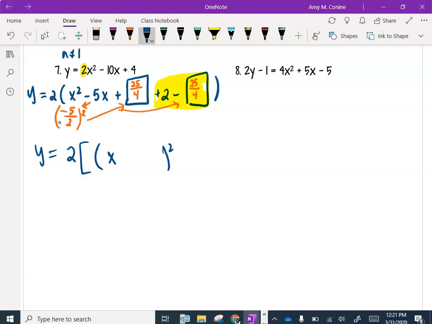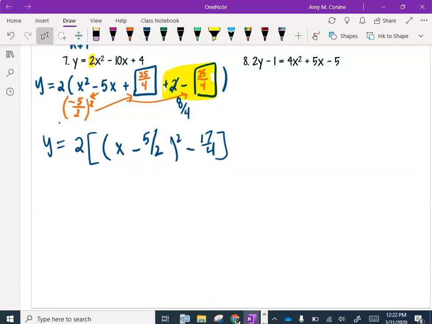Just like with completing the square, I'm going to put my x minus or plus, whatever my b divided by 2 was, and then I'm going to have some number out here from the highlighted portion. So I should have a minus 17 over 4, and then I'll have my end bracket. So we're not going to leave it like this because this is not simplified.